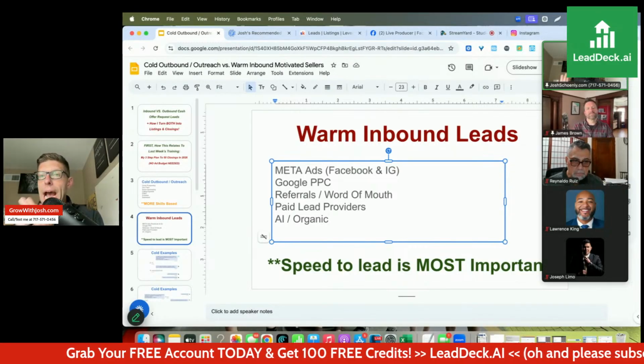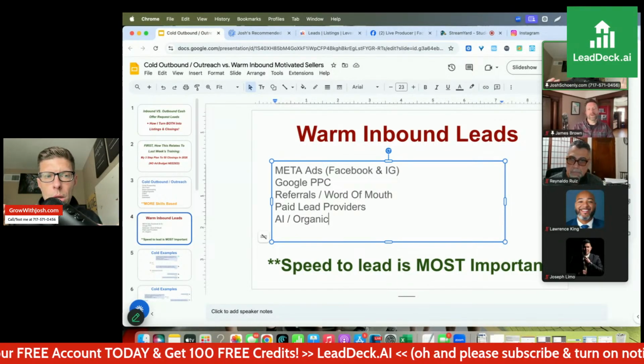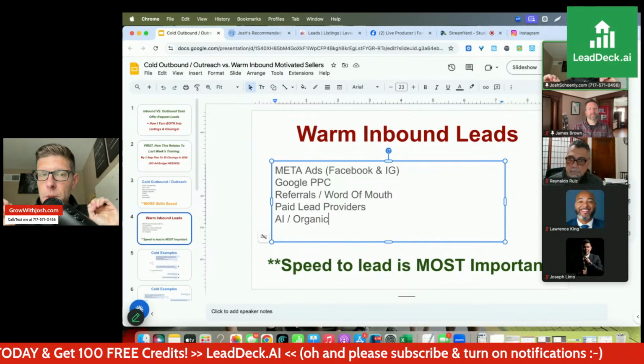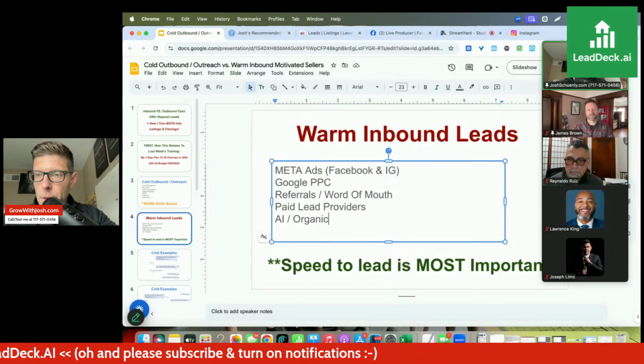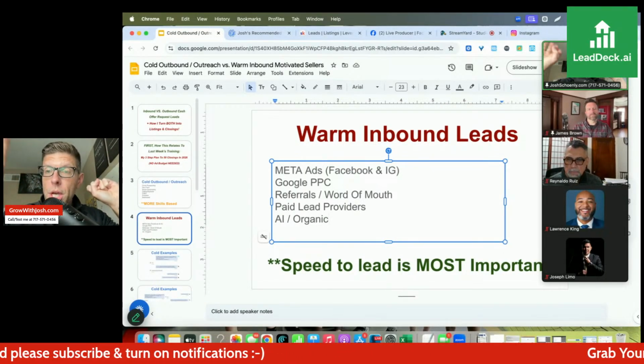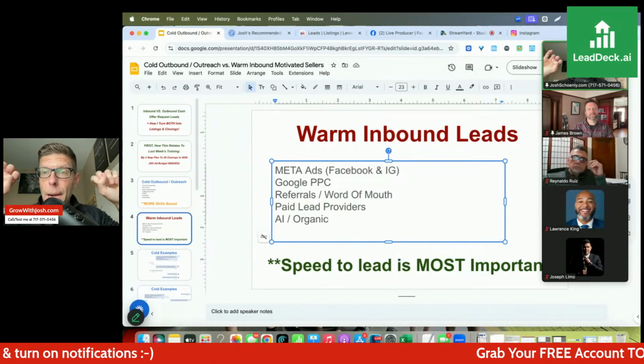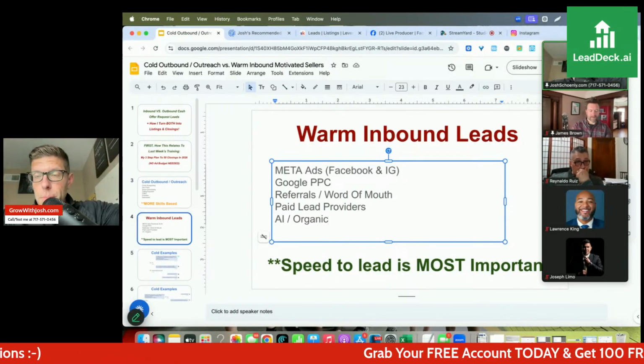All right. Now let me share some cold outreach examples that have turned into either appointments, or I'm going to share a couple that have turned into multiple transactions.